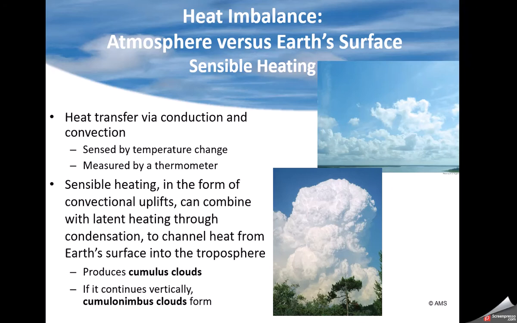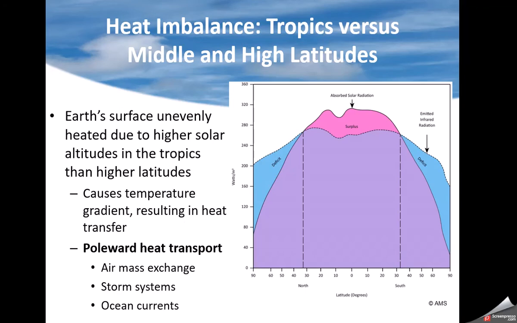So heat transfer, being conduction and convection, can be measured with temperature change. And when you add in sensible heating, you add in sometimes latent heating as well, maybe with cumulus clouds developing. A cumulus cloud develops means condensation is occurring, heat is being released, so you actually get warmer air in that cumulus cloud.